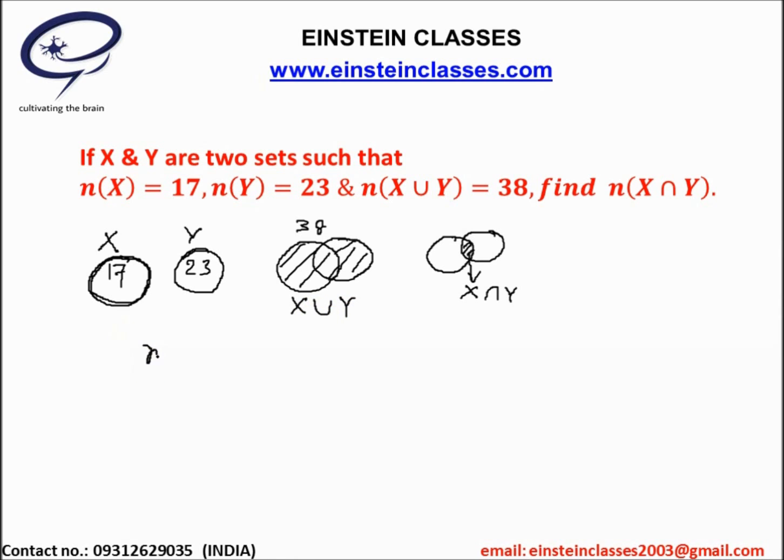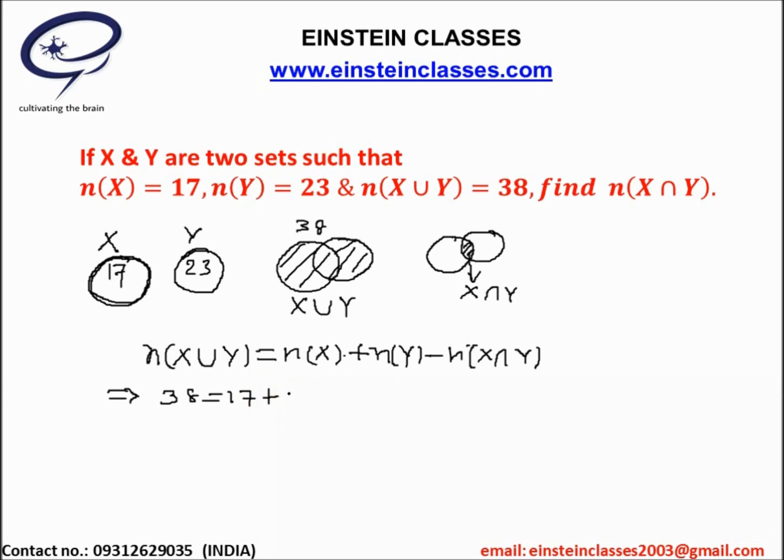Hence we can write that the number of elements of X union Y will be equal to the number of elements in set X plus the number of elements in the set Y minus the number of elements in the common part of set X and Y. That means it will be X intersection Y. As the total number of elements in X union Y is 38, this will be equal to the number of elements in the set X, which is 17, plus the number of elements in the set Y, which is 23, minus the number of elements in the set X intersection Y.